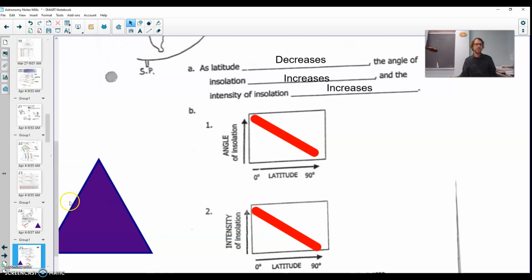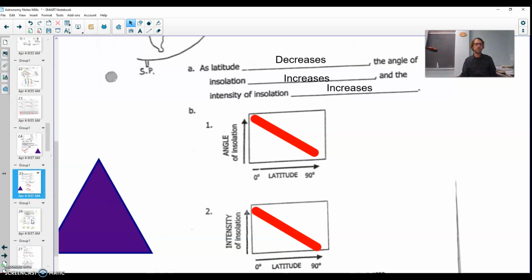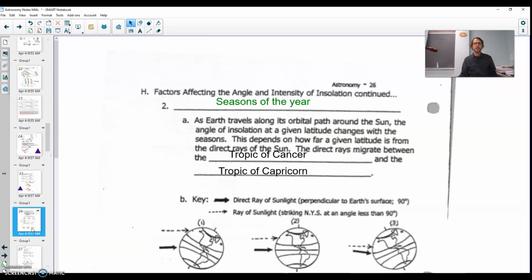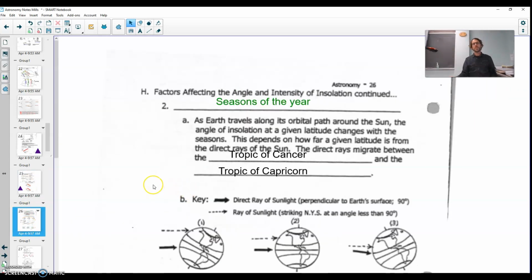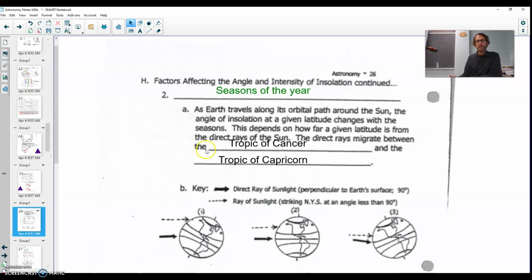Okay, next we're going to have you guys actually work through, well, no, we better get this one. Okay, so the factors affecting the angle and intensity of insolation are also the seasons of the year. As the Earth travels along its orbital path around the Sun, the angle of insolation at a given latitude changes with the seasons. This depends on how far a given latitude is from the direct rays of the Sun.